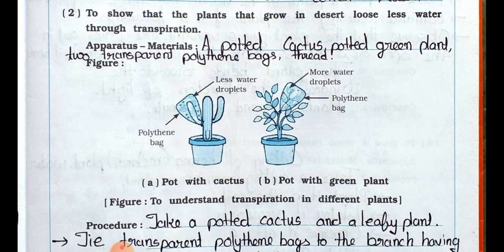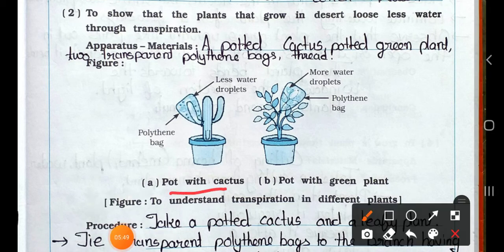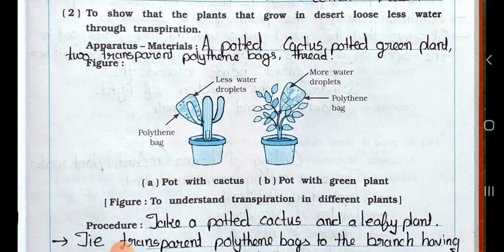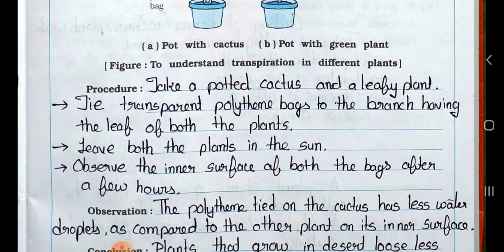Here is the figure. In that figure, the pot with a cactus is A. Here the polythene bag is tied, and in that polythene bag fewer water droplets are there. And B, pot with a green plant. Here also the polythene bag is tied, and in this one more water droplets are there, and in the cactus fewer water droplets are there. Figure to understand transpiration in different plants.